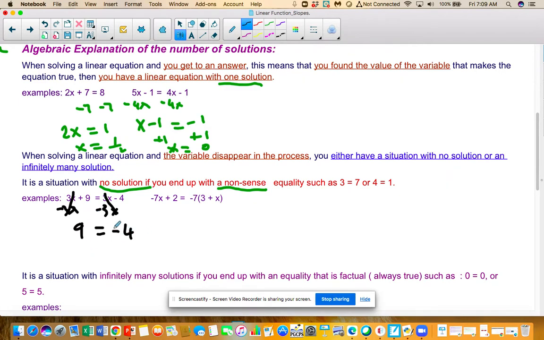If you decide to continue by adding 4 on both sides, you are going to get what? 13 equals 0. That still doesn't make sense. So here is another situation.